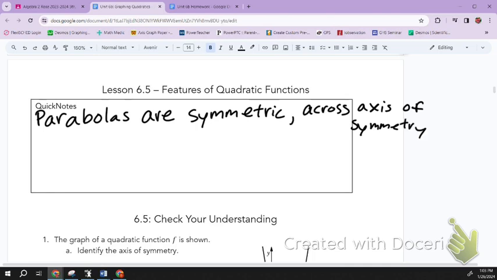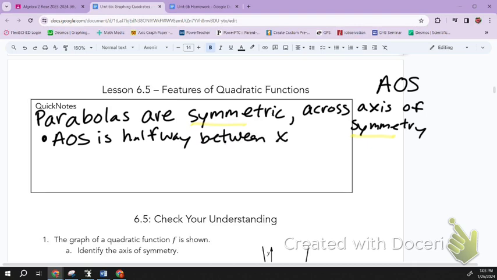I'm going to start to abbreviate that as AOS because that's a lot to write out every time. If you look at the root part of the word, like symmetry and symmetric, hopefully you're catching on. The axis of symmetry is going to be right in the middle. So things to know: the axis of symmetry is halfway between our x-intercepts.